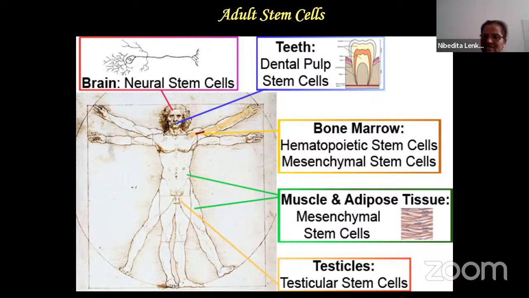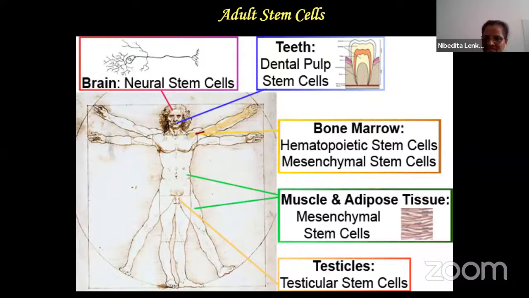Since these are in discrete pockets, even if they divide and differentiate, because of the limited number of cells, one cannot think that they can replenish the damaged tissue. And depending on the extent of damage or injury, or what kind of insult is there in the microenvironment, that is what determines the disease status.